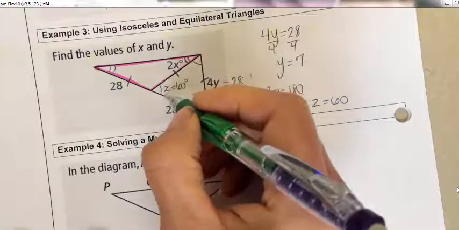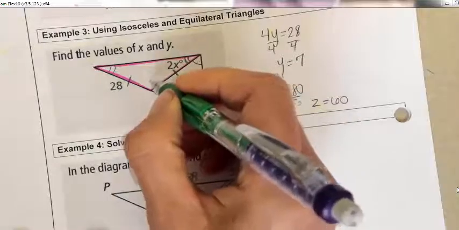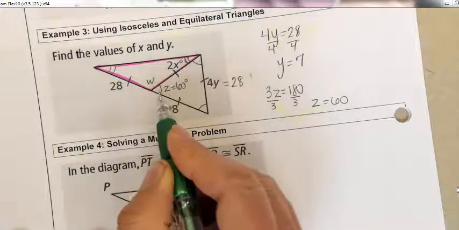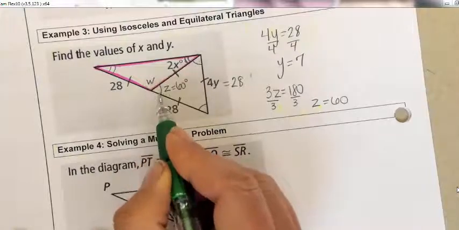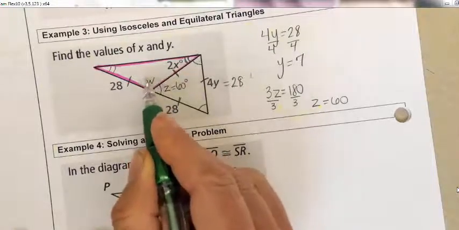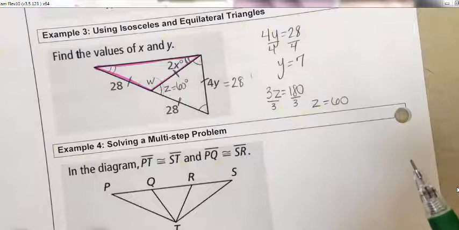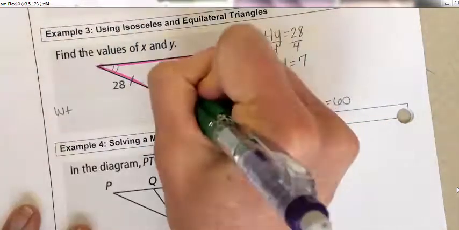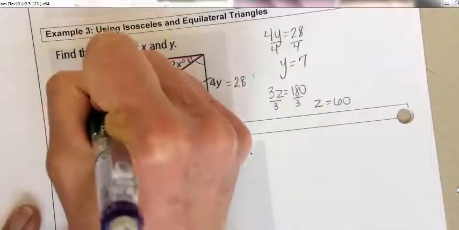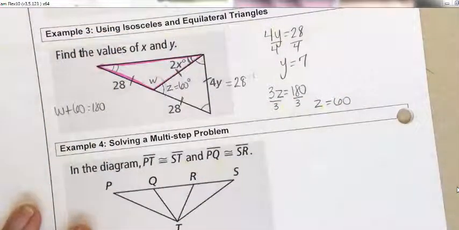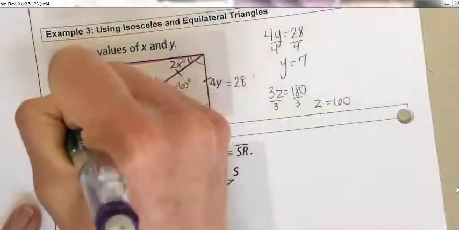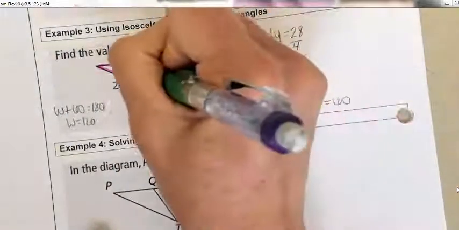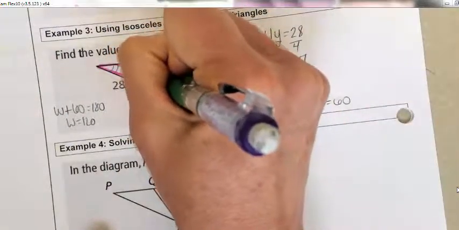Now, I know that this angle here, and how about I'll call this angle W. Angle W, those two add up to what? Well, they form a linear pair, so they add up to 180. So I can say that W plus that 60 degrees equals 180, or W equals 120. Okay, so this is going to be 120 degrees.